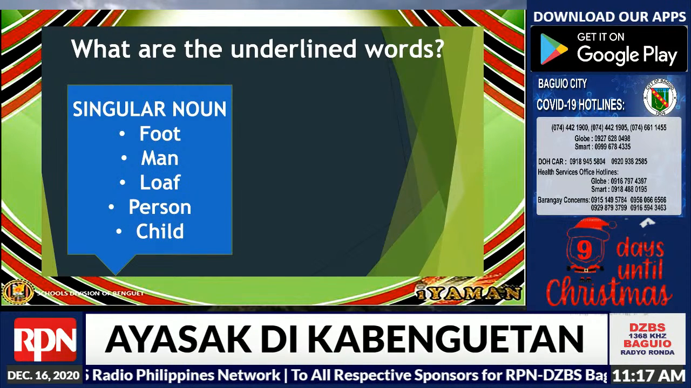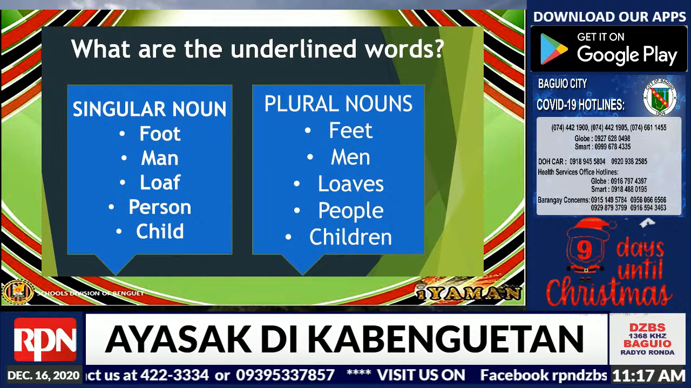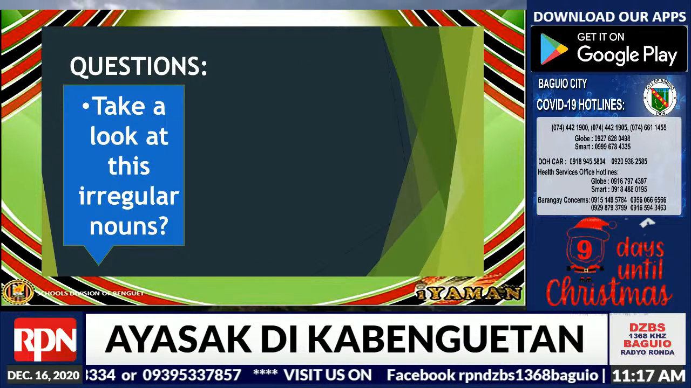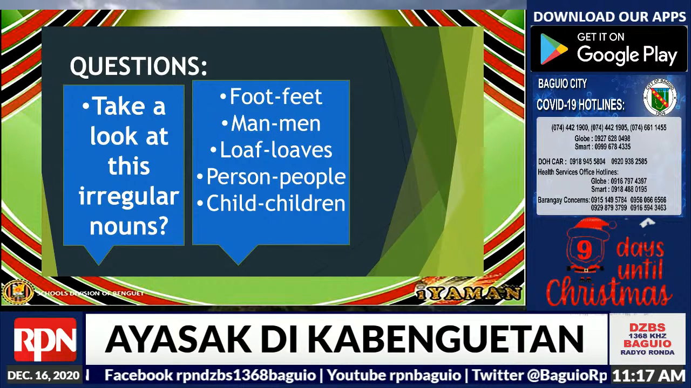Now, what are the underlined words in the sentences? Foot, man, loaf, person, child. These are the singular nouns. Feet, men, loaves, people, children. These are the plural nouns. Take a look at these irregular nouns. Foot, feet; man, men; loaf, loaves; person, people; child, children.